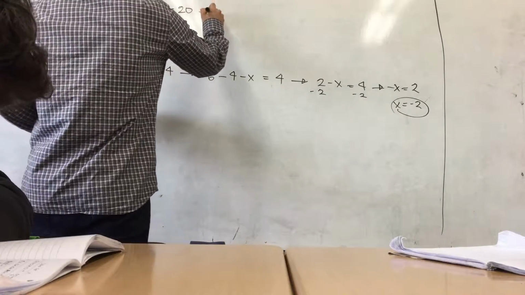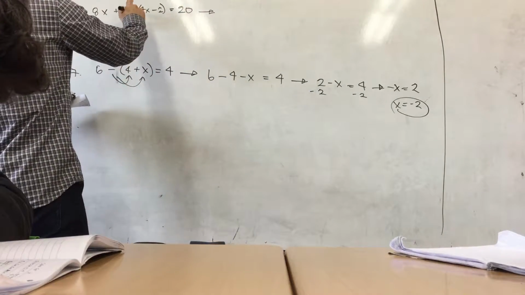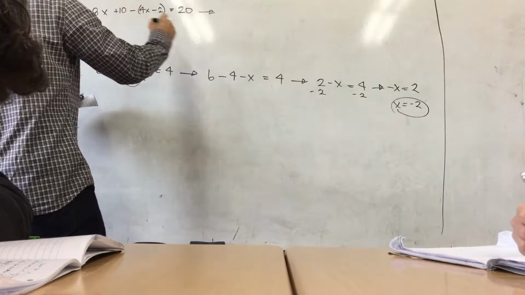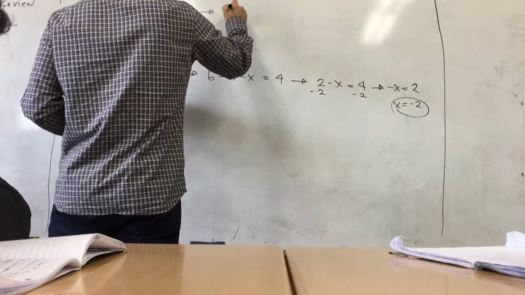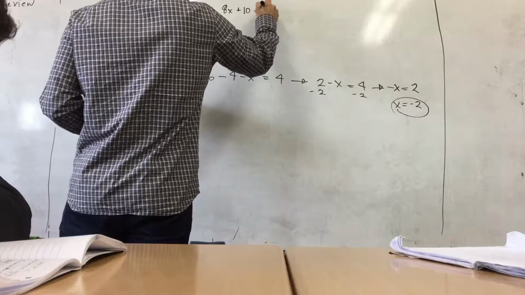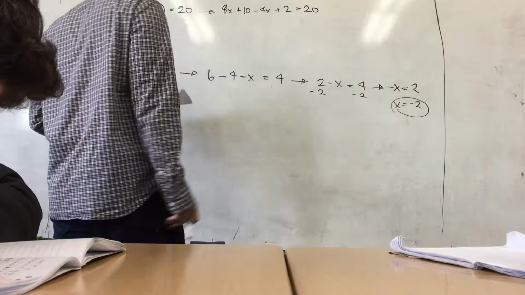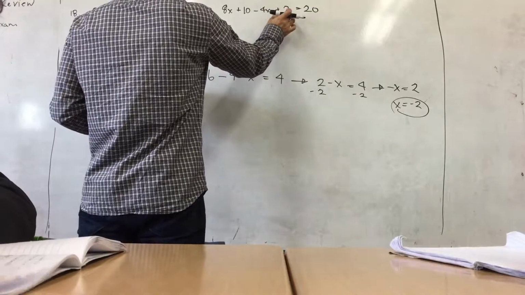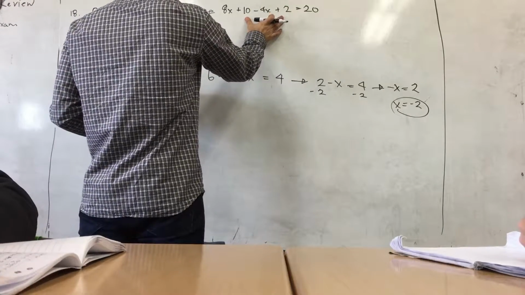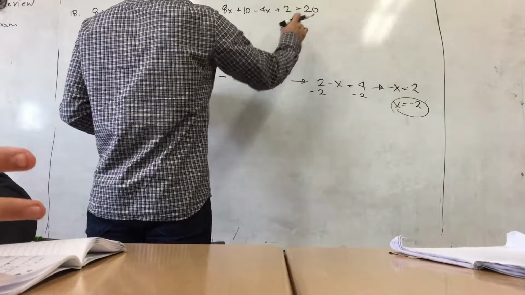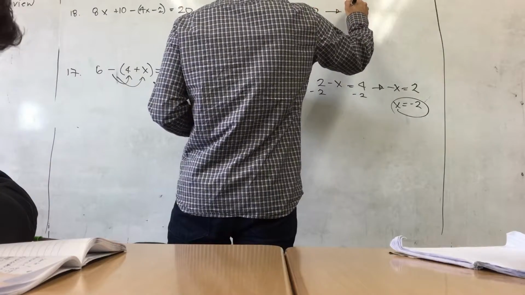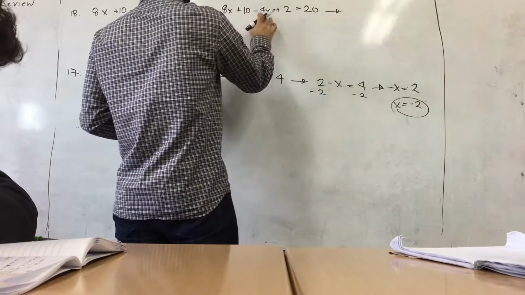Alright, let's do this one. Okay, I'll go through it quickly. Distribute this negative again. So you've got 8x plus 10 minus 4x plus 2 equals 20. Plus 10 plus 2, that's 12. And then I'm going to subtract it from this side.